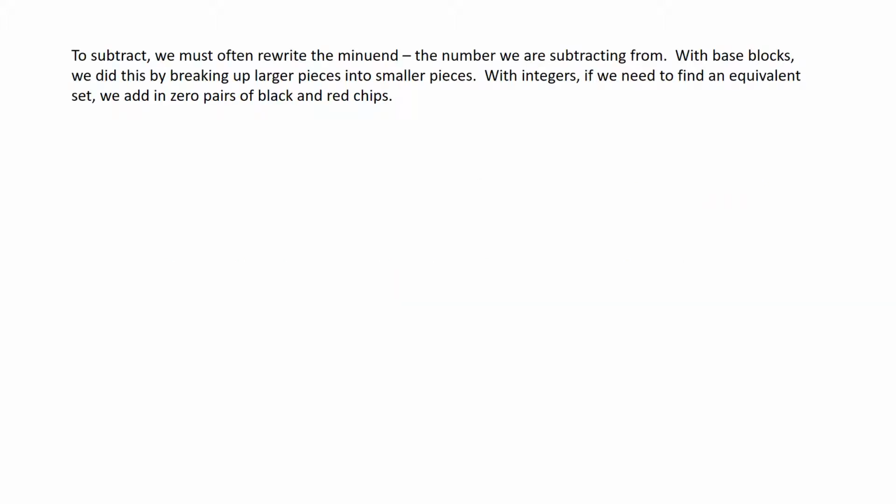Okay, now if we're going to use a red and black chip model to do subtracting, we kind of have to do in a way the same thing that we did when we had to break up larger pieces of base 10 blocks to get smaller pieces to be able to subtract from. So we have to find an equivalent set by adding in pairs of black and red chips because they sum to 0.